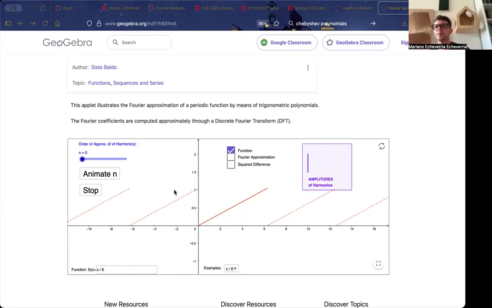In the case of the Fourier series, it's different from the Taylor expansion, because the Taylor expansion is done with polynomials. In the Fourier series, it's sines and cosines that oscillate at different frequencies.